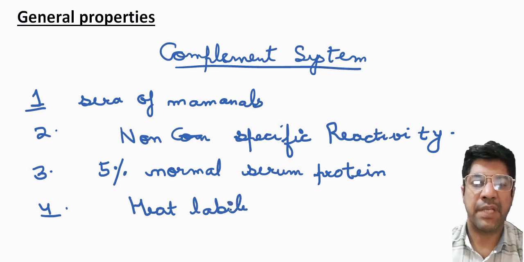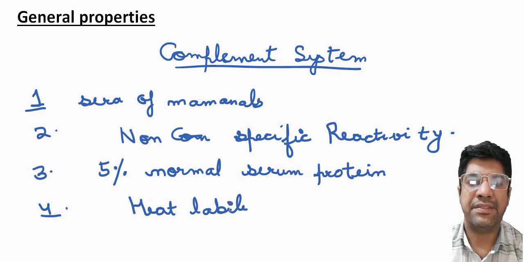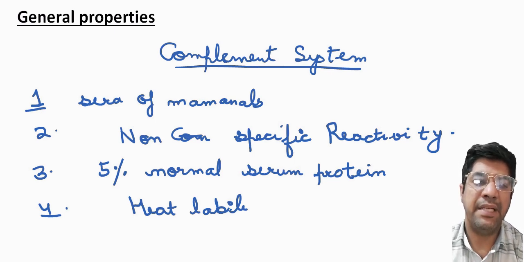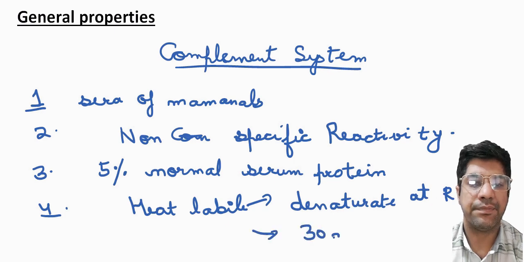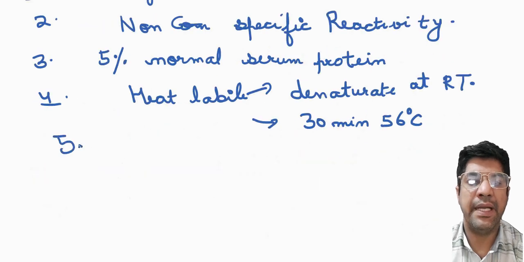Complement shows temperature sensitivity. It is heat labile. What does that mean? It means that it is sensitive to heat. It shows cell cytolytic activity. That means it shows cell destroying activities. So it can spontaneously denature at room temperature, and it is completely destroyed within 30 minutes at 56 degrees Celsius. The serum that has lost its complement activity due to heating is said to be inactivated.